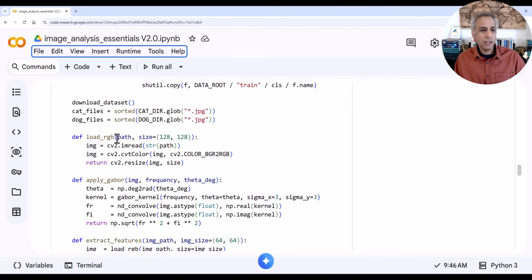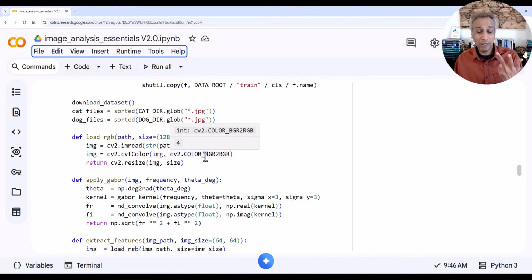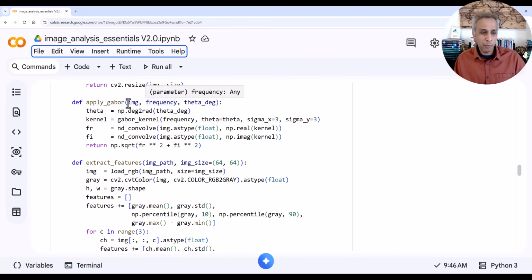And this function here, load RGB, obviously, as the name suggests, is going to load the RGB image. We are using OpenCV to load the image, which means it loads the image as blue, green, red channels. Again, watch my first video where I talked about it. And we are converting that to RGB, red, green, and blue, which is the typical convention. That's the load RGB.